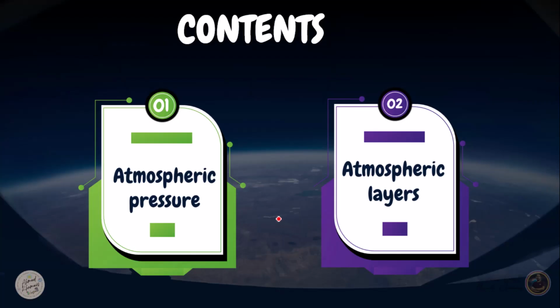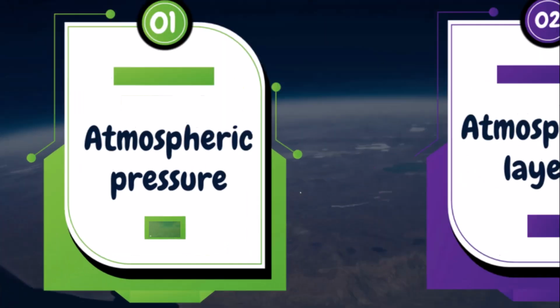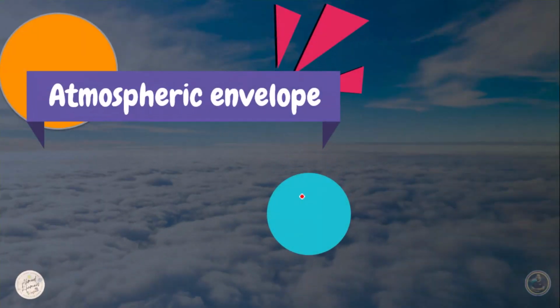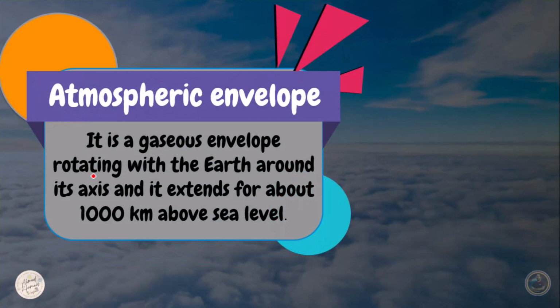So first, what is atmospheric pressure? We know that Earth is surrounded by a gaseous layer. We call this layer the atmospheric envelope. The atmospheric envelope is the gaseous envelope rotating with the Earth around its axis, and it extends about 1,000 kilometers above sea level. The weight of this air column, or gaseous envelope, pushes on the ground on Earth by a force we call atmospheric pressure.